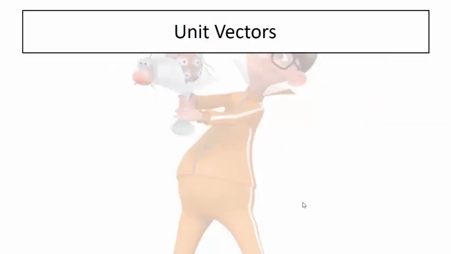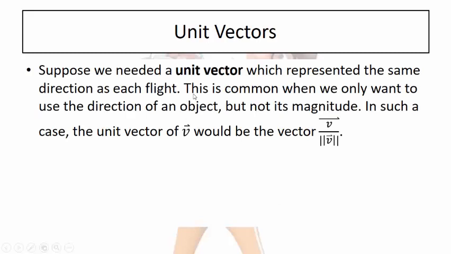Unit vectors are often used in applications because occasionally we don't want the value of the magnitude of the vector to interfere in a calculation. So what I've said here: suppose we need a unit vector which represents the same direction as each flight. When we only want to use the direction but not the magnitude of a vector, then sometimes you might hear standardize it or normalize it. In such a case, the unit vector would be given by this ratio.